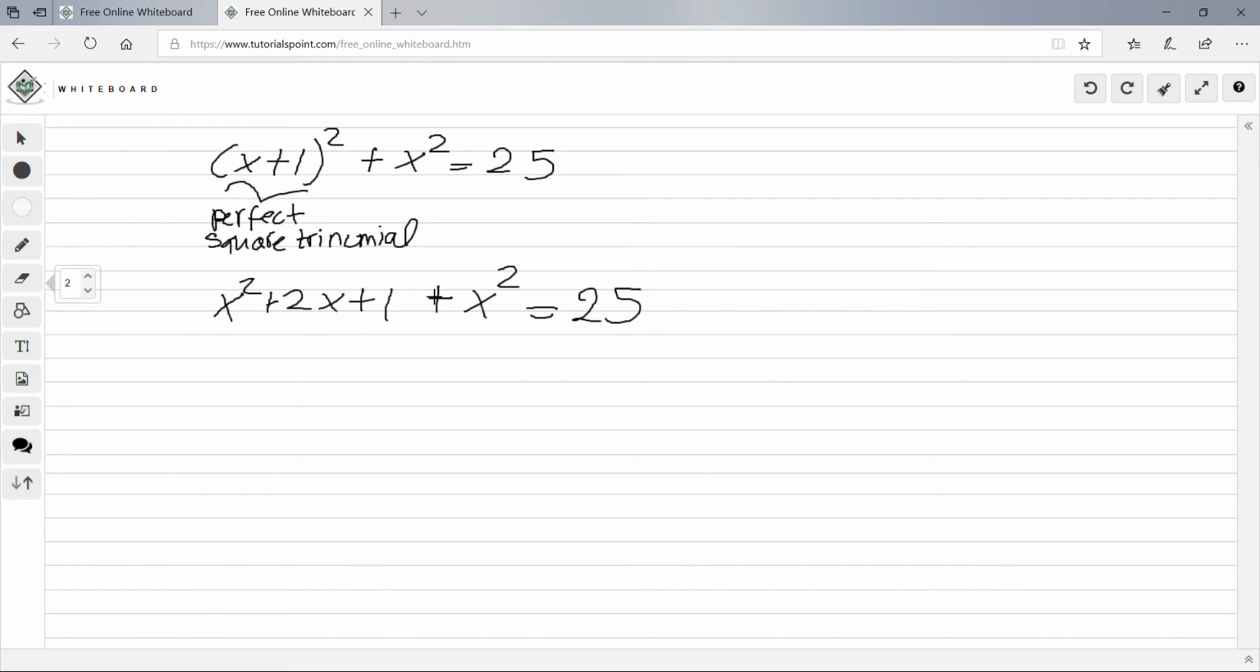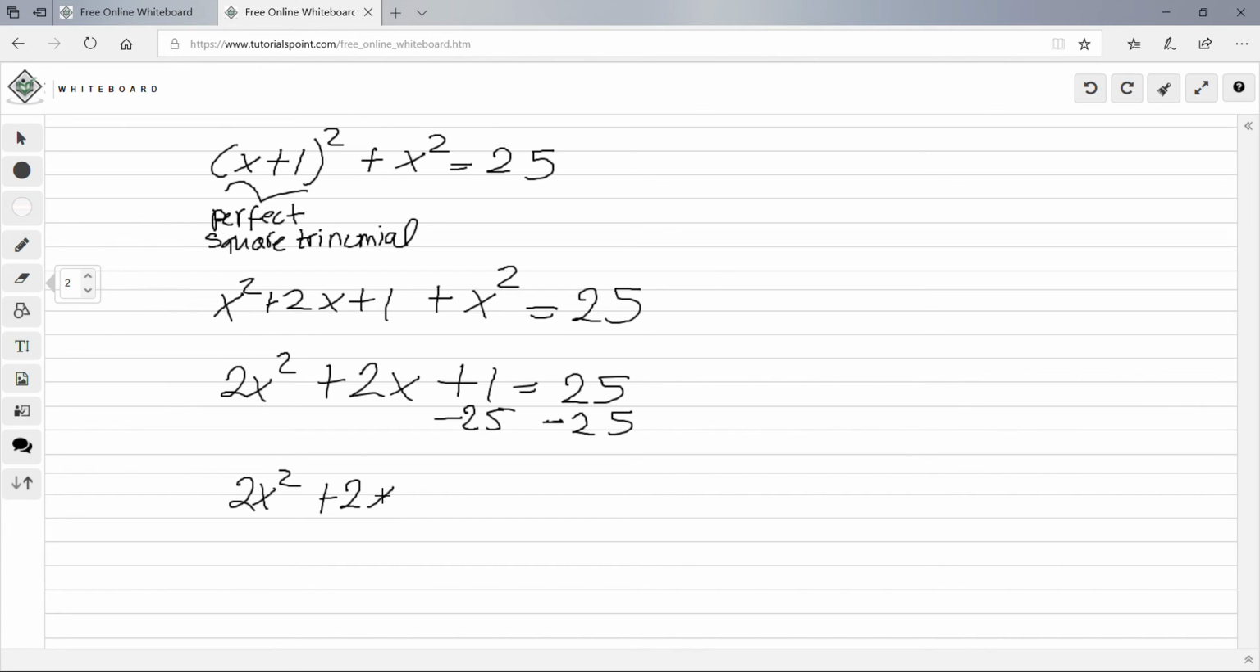So let me simplify the left. We have an x squared here and an x squared here, so that's 2x squared. Then we have a 2x, and then plus 1 equals 25. I want to solve for x, so we want the right side to equal 0. Let's get rid of this 25 by subtracting 25 from both sides. So we have 2x squared plus 2x, and then 1 minus 25 is negative 24, equals 0.